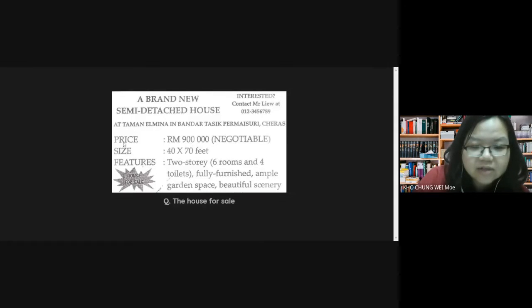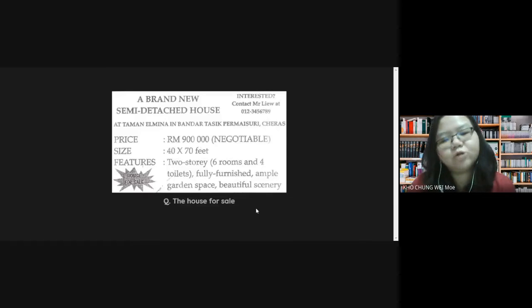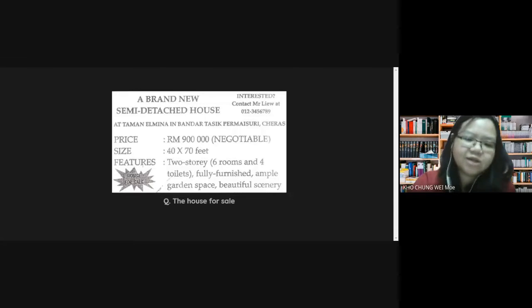Look at this price, 900,000 ringgit Malaysia, negotiable. Did you see the word negotiable after the price? Negotiable means that the price can be negotiated. So if you are a buyer and you're interested in buying this house, you can negotiate the price with the owner. Of course, as a buyer, you want it to be cheaper than 900,000. So you might say, okay, I'll offer you 800,000 ringgit for the house. The seller will say, all right, 800,000 is too low. Why not 850,000? If you think that price is good, you say, okay, deal.